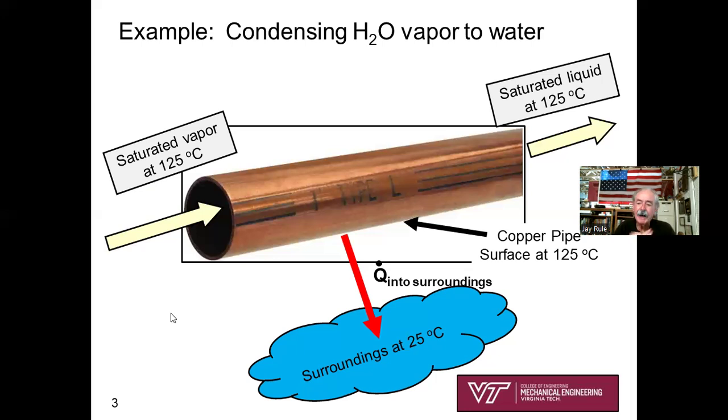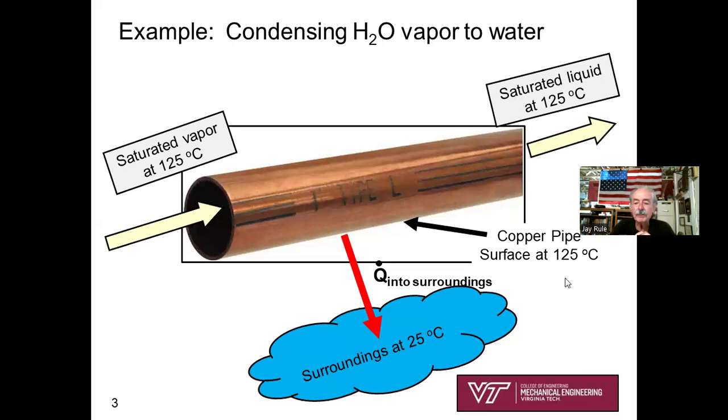So the copper pipe is transferring heat into the surroundings, and that's irreversible, isn't it? Because the copper pipe is at 125 degrees C and the surroundings are at 25. Heat transfer across a finite temperature difference. The temperature difference is 100 degrees C.